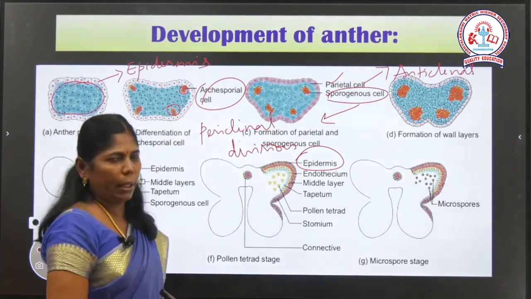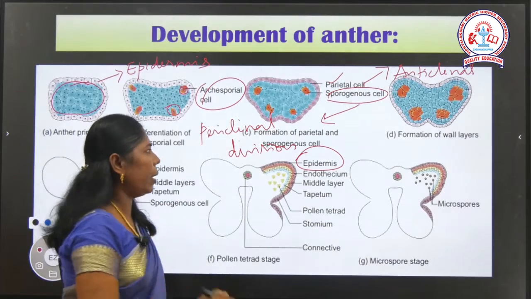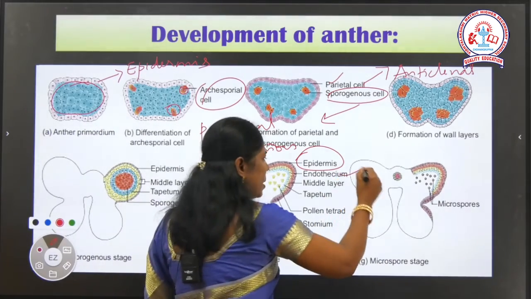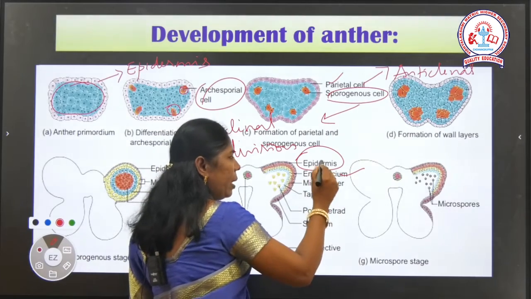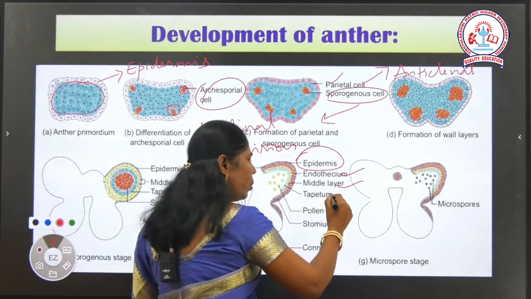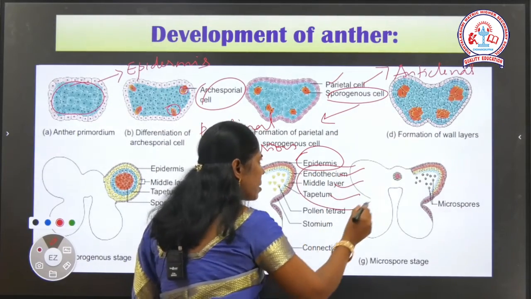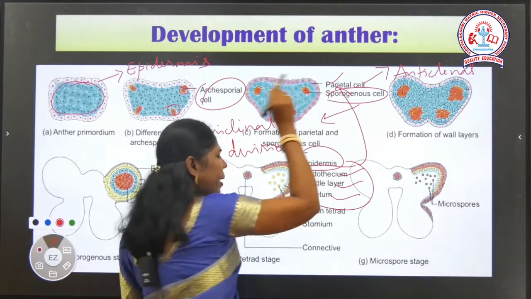Epidermis is the outermost layer, so that is already formed. Next layer is the endothecium, from the periphery. Next is the middle layer. Another one is the tapetum. The three layers are formed from the parietal layer.